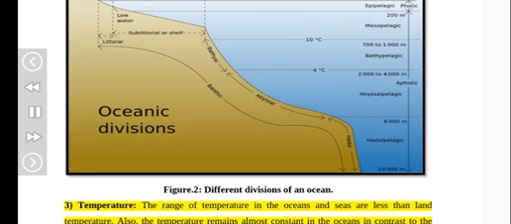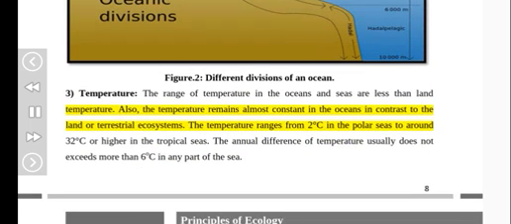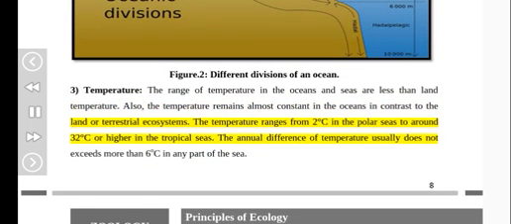3. Temperature. The range of temperature in the oceans and seas are less than land temperature. Also, the temperature remains almost constant in the oceans in contrast to the land or terrestrial ecosystems. The temperature ranges from 2 degrees Celsius in the polar seas to around 32 degrees Celsius or higher in the tropical seas. The annual difference of temperature usually does not exceed more than 6 degrees Celsius in any part of the sea. 4.